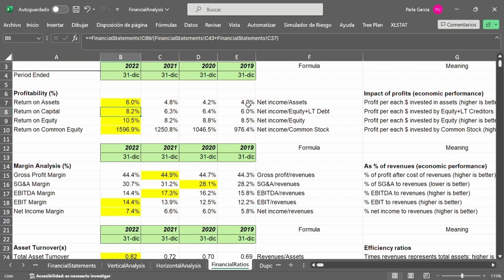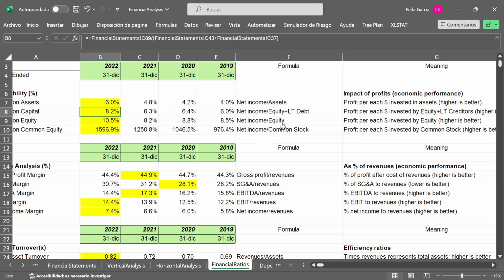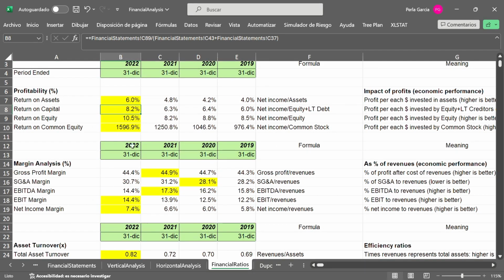And this is an interesting result, or really interesting insight, because here is a huge percentage of the common stock produced for the net income, 1,596.9%. This shows that for each peso invested in common stock, this produces a profitability for this company. So in general, the profitability situation shows that the company has good management of all of its resources: assets, capital, equity, and common equity.